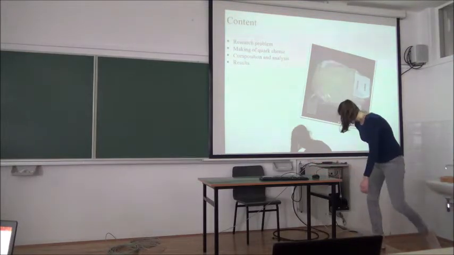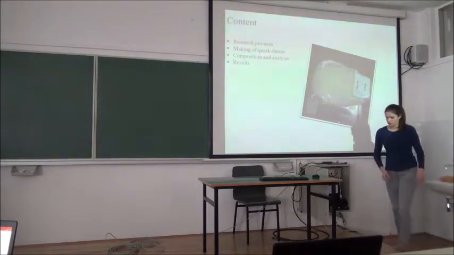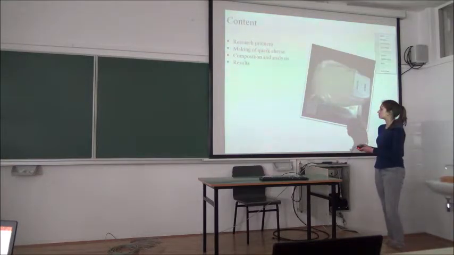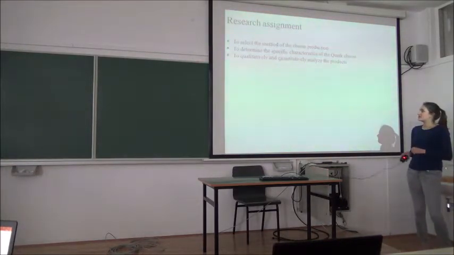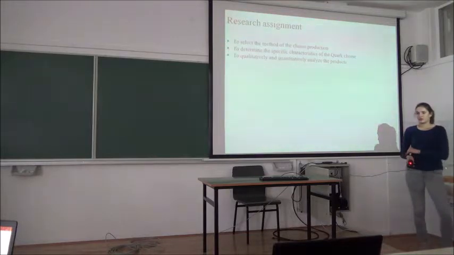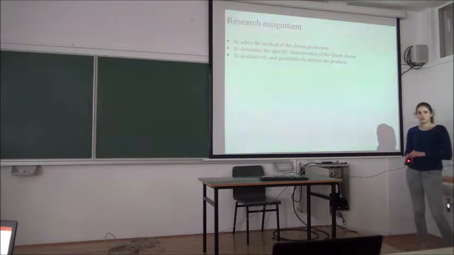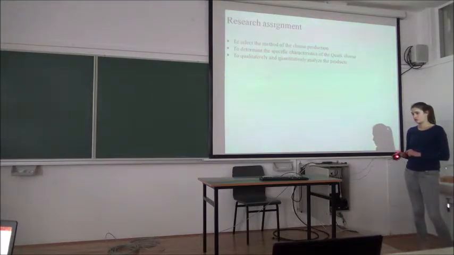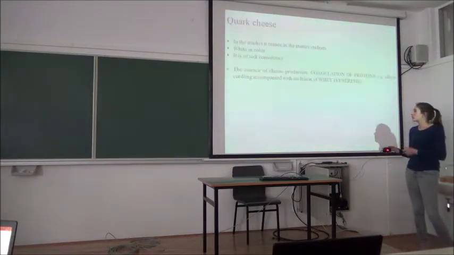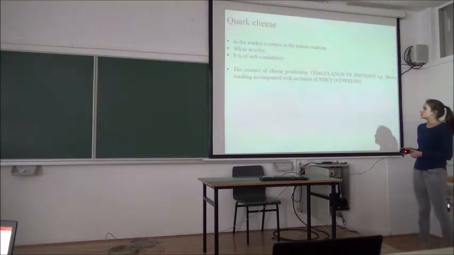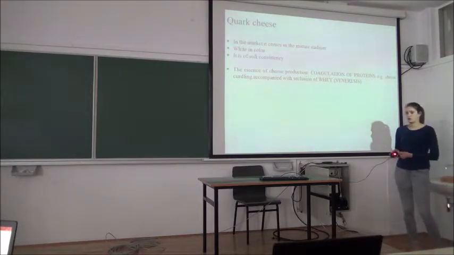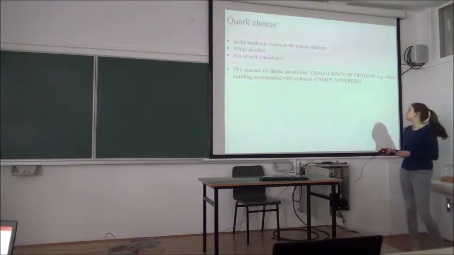Okay. This is the content of some things I'm going to talk about. This was my research problem, and my research assignment was to select the method of cheese production to determine the specific characteristics of quark cheese and to qualitatively and quantitatively analyze the products. I made cheese from 2 different milks in the same way. Quark cheese is white in color and soft in consistency, and the essence of cheese production is coagulation of its protein.